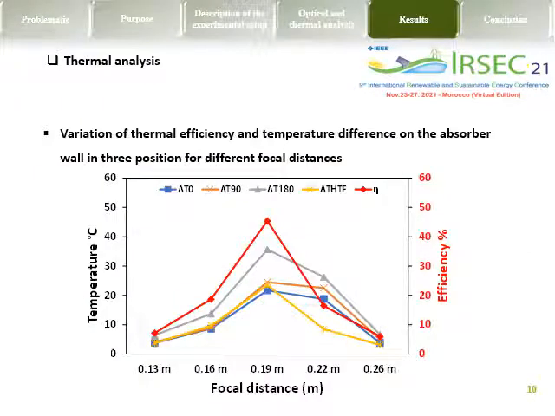This last figure presents the variation of thermal efficiency and temperature differences on the absorber wall in 3 positions for different focal distances. The thermal efficiency evolves with the variation of the focal distance of the absorber tube. The presented results reveal that the thermal efficiency for all cases is between 7 and 45%. The highest thermal efficiency among the focal distances is reported for the distance of 0.90 meter, which is about 45%.